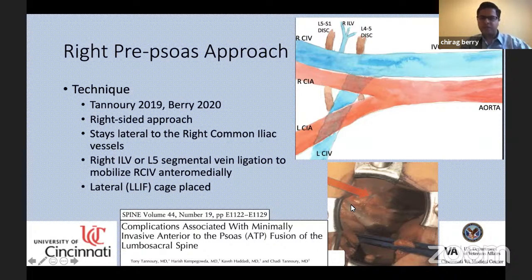This is the intraoperative picture. This is the right common iliac vein, and this is the L5 segmental vein or the iliolumbar vein. This was described by Tenori in 2019, and also in our recent paper published online a couple of months ago.